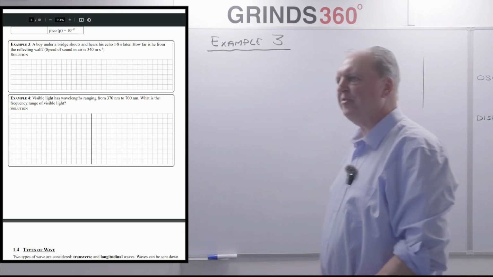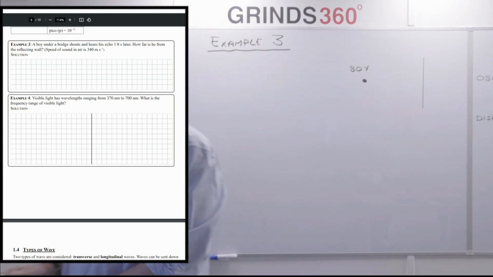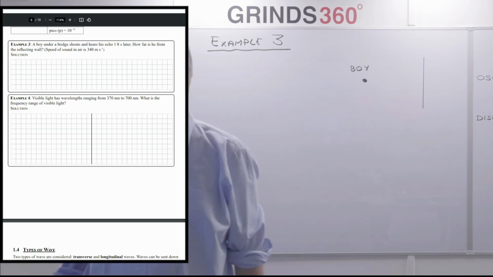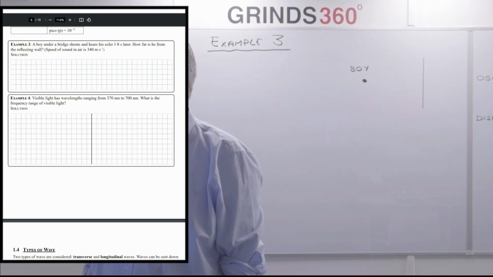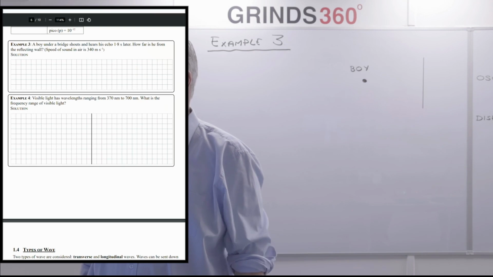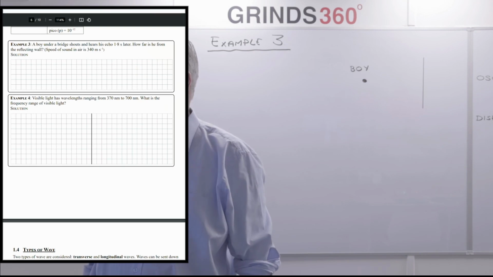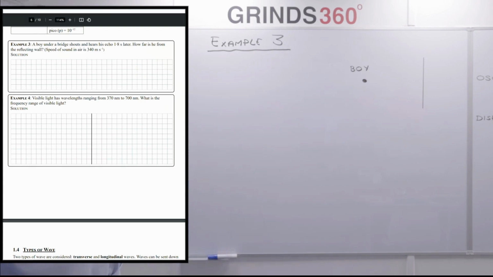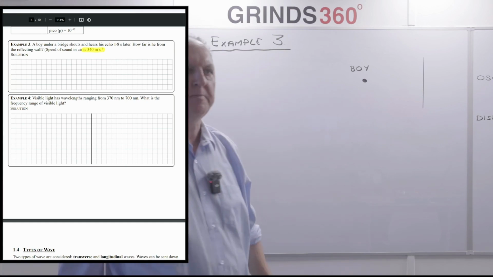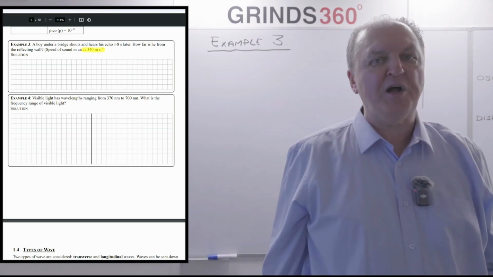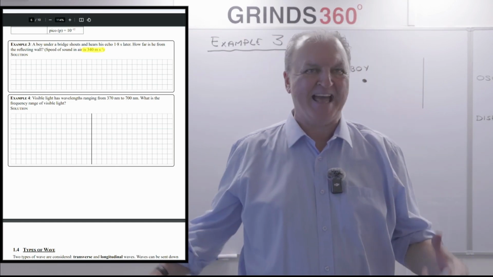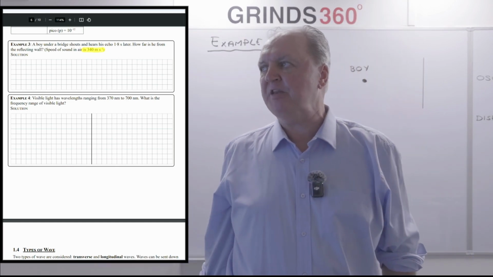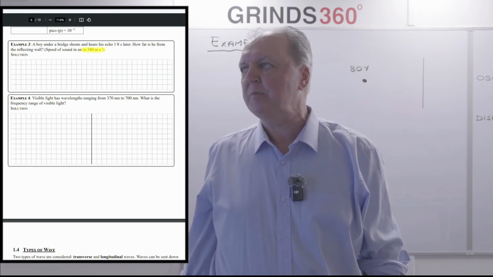Let's move on to example 3. So you have a boy under a bridge, shouts, and here's his echo 1.8 seconds later. How far is he from the reflecting wall on the bridge? They give you the speed of sound in air to be 340 meters per second. They'll give you constants that are not in the table book. Not every constant will be in the table book. So if it's not in the table book, they have to give you that constant. And speed of sound is not in the table book.